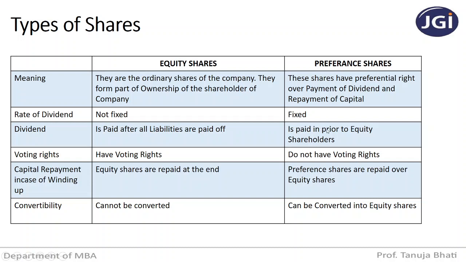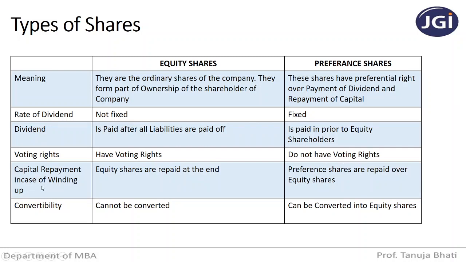So they have preferential right over dividend. Voting rights: when any decisions of the company are to be taken, since the equity shareholders are the owners of the company, they have the voting rights in order to make the decisions relating to the company. So they have voting rights, but preference shareholders do not have any voting rights.